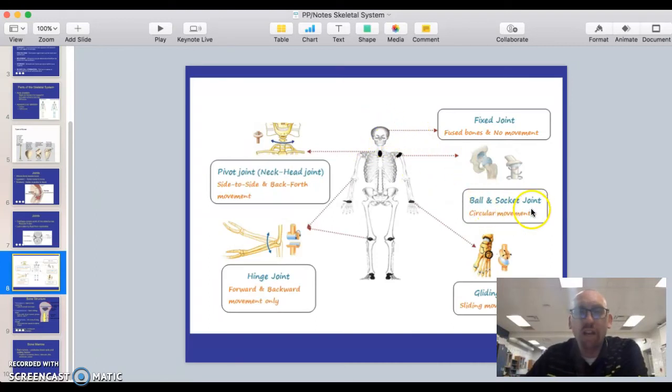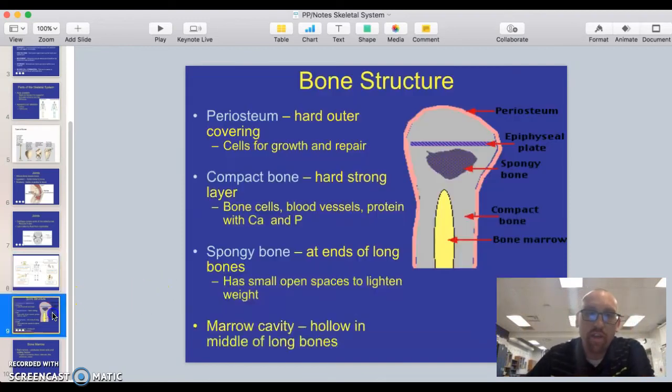You also can have ball and socket joints. A ball and socket joint is like your shoulder. Also, it would be like your hip bone down here. It's where you have the ball of one bone fitting into the socket of the other, and it allows for this circular movement. And then you have gliding joints, where the bones are sliding. These are like in your wrist and your ankles, where, if you look at the diagram, one bone slides around on the other, which allows you to move your wrist in all these different directions. That's why you have so many small bones in your wrist. Okay.